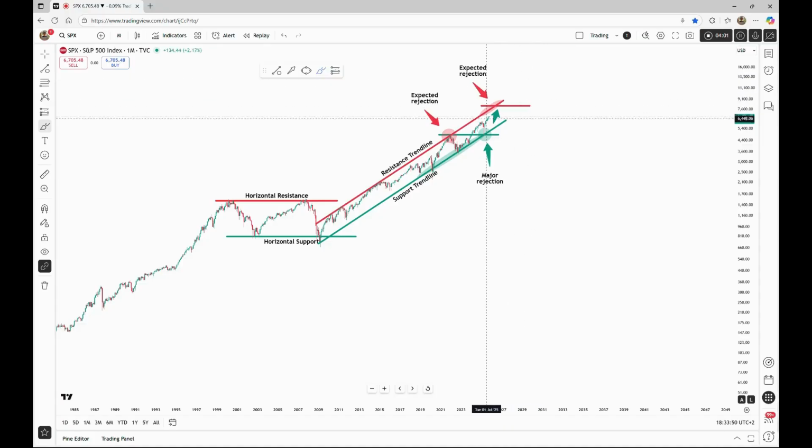Now just make sure that you don't get caught up in any of this short-term volatility. Keep your long-term vision.